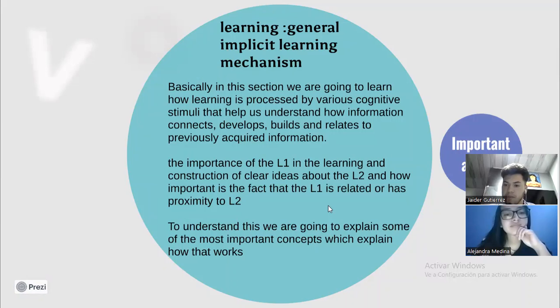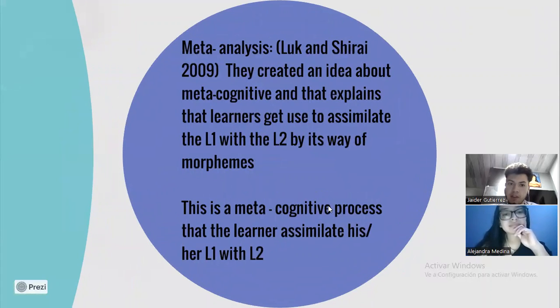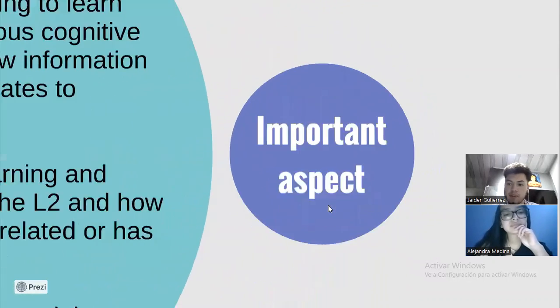For example, it's not the same thing to learn English as a Spanish speaker, as an Italian, or maybe as a Chinese speaker. We have some things that stimulate how we're going to learn this language. I'm going to start with this important aspect that I found here, that is the meta-analysis. That basically is one idea about metacognition that explains that the learner gets used to assimilating the first language with the second one by way of its morphemes, its grammar, and all of these things.